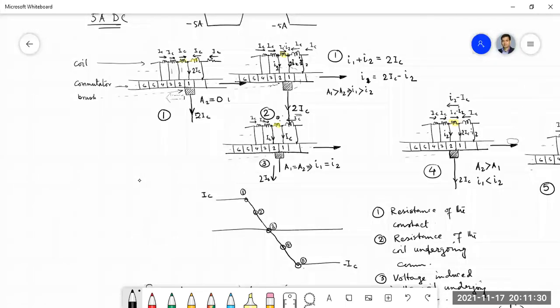I'm going back to that. Okay, so it is better to use the second one, instant 2, and you try to apply the KVL in that coil undergoing commutation, the yellow one. Let me know what you are getting.